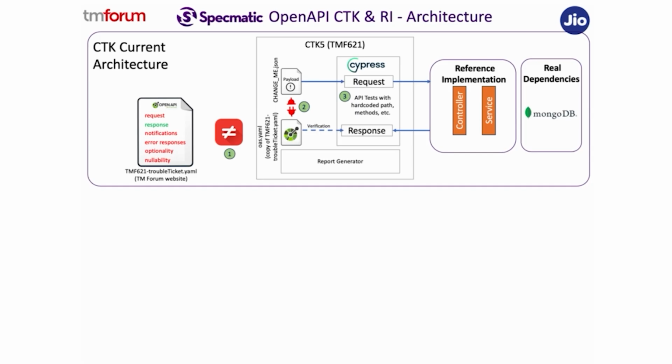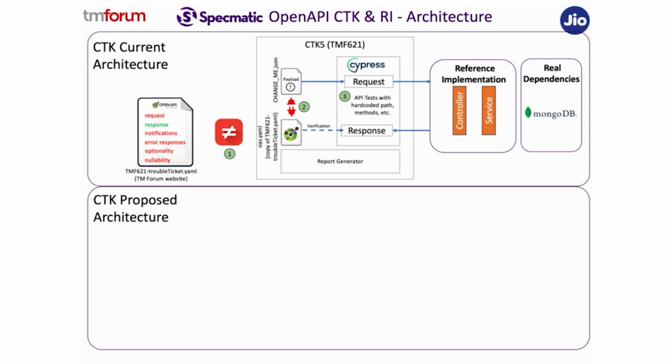So let's look at how we're proposing to improve this architecture, right? Instead of having the OpenAPI specification from a website, we propose that we put it in a Git repo and then we pull it from the Git repo because it's easier for programs to consume it that way.